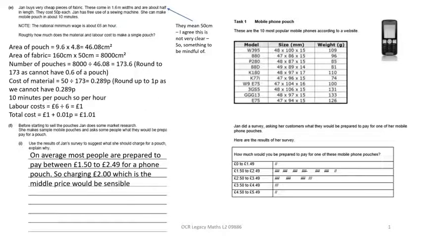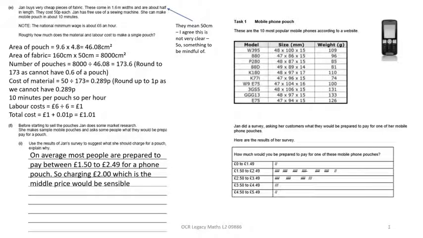Number of pouches: 8,000 centimeters squared divided by 46.08, the answer from the two sums we just had. That comes out at 173.6 pouches. We can't have 0.6 of a pouch, so we round to 173. Dividing the 8,000 by the 46.08 gives us how many pouches we get from that fabric. So we know the cost of material equals 50 divided by 173, which equals 0.289p.